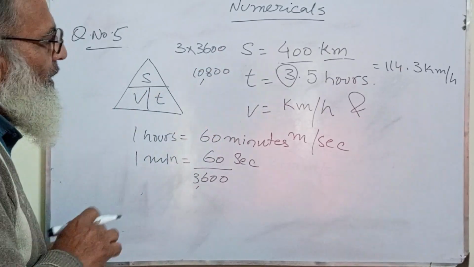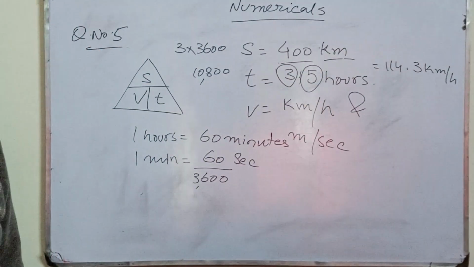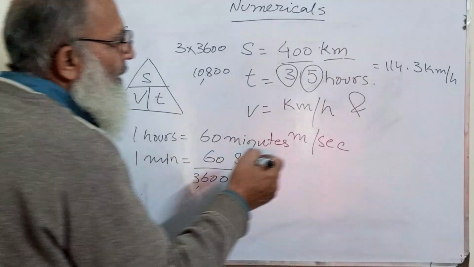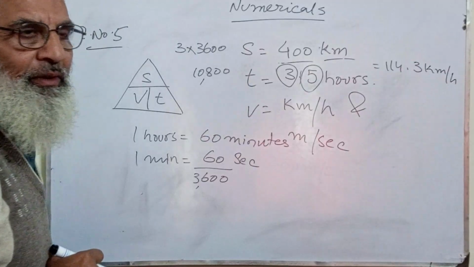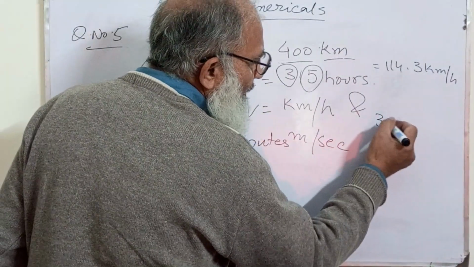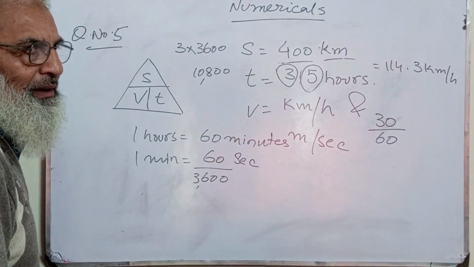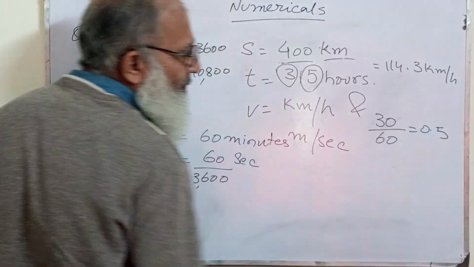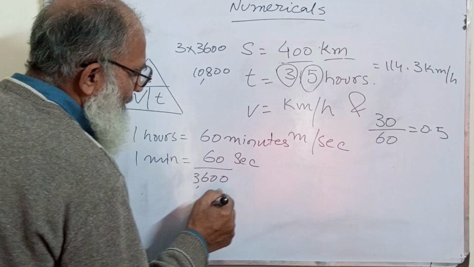10,800 seconds are there. Now what about this 0.5? What does 0.5 hour mean? 0.5 hour means 30 minutes. Because this is 5 hours, 0.5 hours is how much? This will be 0.5, okay. So it will be 30 minutes.